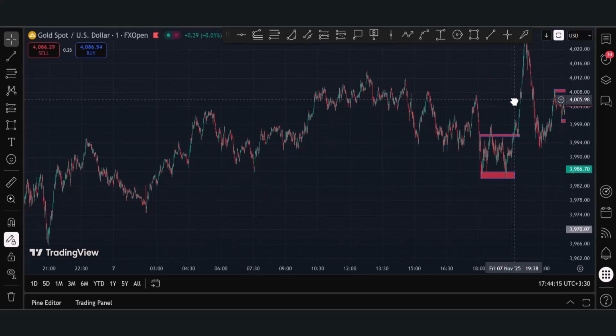So first, to use this strategy, practice the range box well and make sure you know exactly how to draw it.